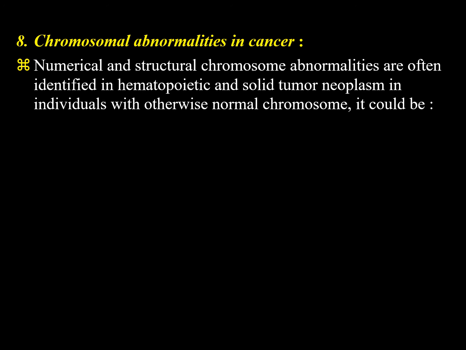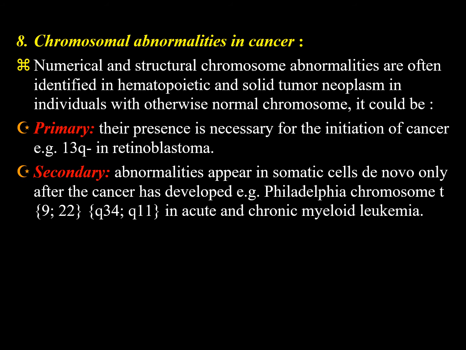The last subject in the types of chromosomal abnormalities is chromosomal abnormalities in cancer. Many of the hematopoietic and solid tumors have chromosomal abnormalities. These could be either primary or secondary. Primary means that the presence of the chromosomal abnormality is necessary for the development of the tumor. For example, retinoblastoma, when there is deletion of the long arm of chromosome number 13.